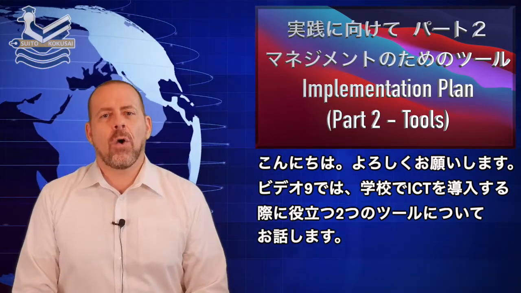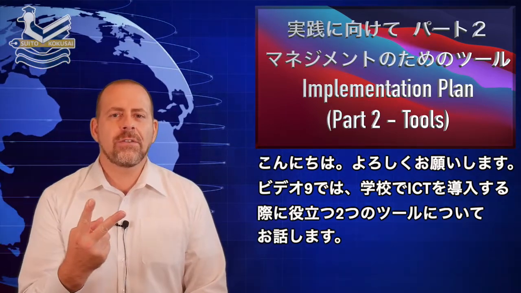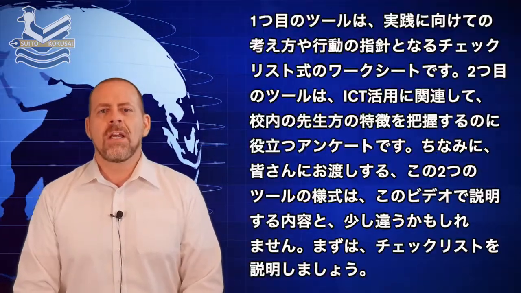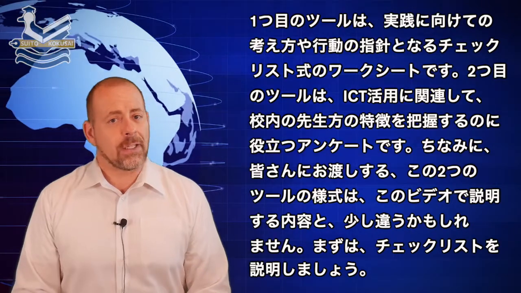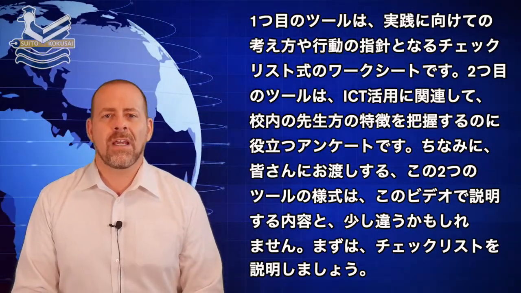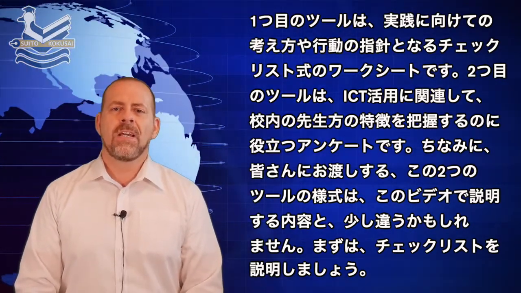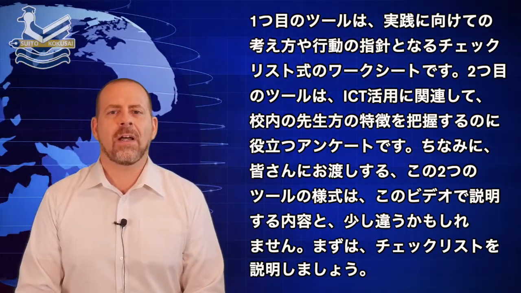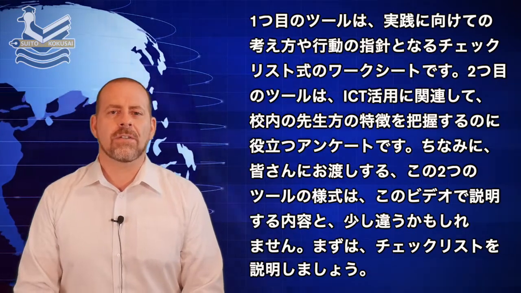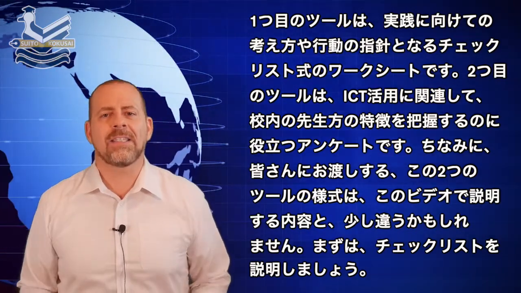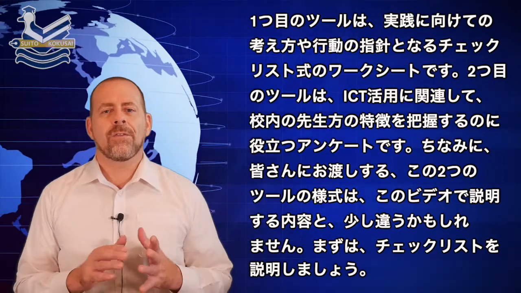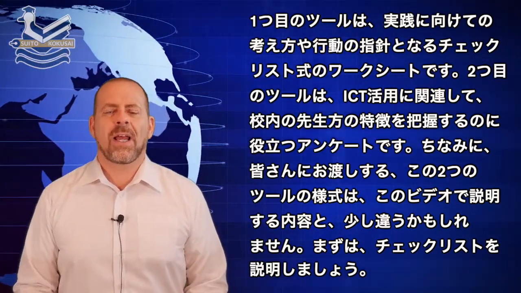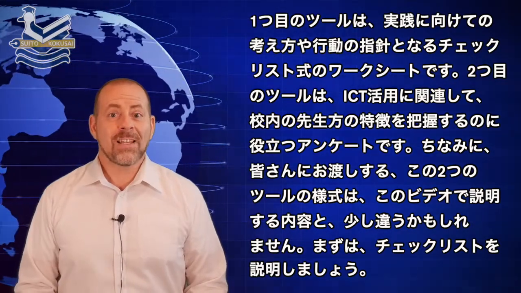In this video, I will talk about 2 tools that you can use to help with ICT implementation at your school. The first tool is a checklist to help guide your thinking and actions for implementation. The second tool is a questionnaire that can help you to identify the characteristics of teachers at your school related to ICT. By the way, the final versions of these 2 tools might be a little different than what I mentioned in this video. Let's start with the checklist.